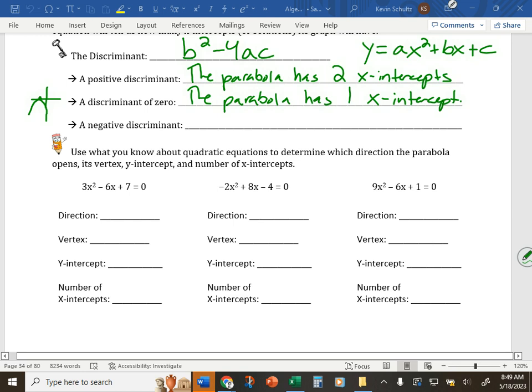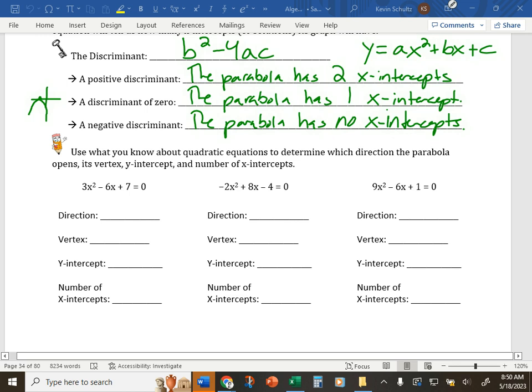1 x-intercept, right? If the discriminant is negative, again, it doesn't matter what that negative number is, you can probably guess 0 x-intercepts. The parabola has no x-intercepts. And those are the only options. It can cross the x-axis twice, it can cross the x-axis once, or it doesn't cross it at all. And the discriminant helps us gain information about which one it is. Again, it does not tell us what the x-intercepts are, just how many it has.